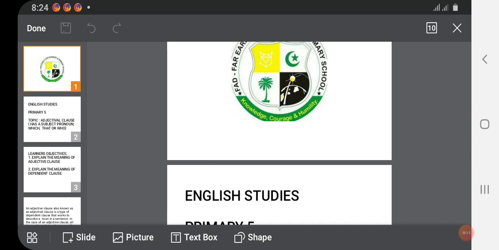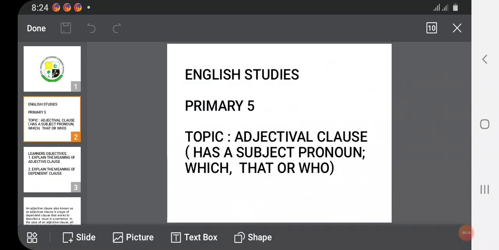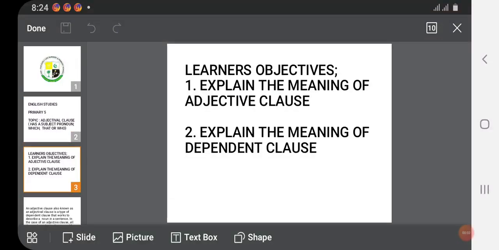So, our topic today is adjectival clause, as a subject pronoun: who, that, or which. By the end of the lesson, you should be able to explain the meaning of adjectival clause and explain the meaning of dependent clause.